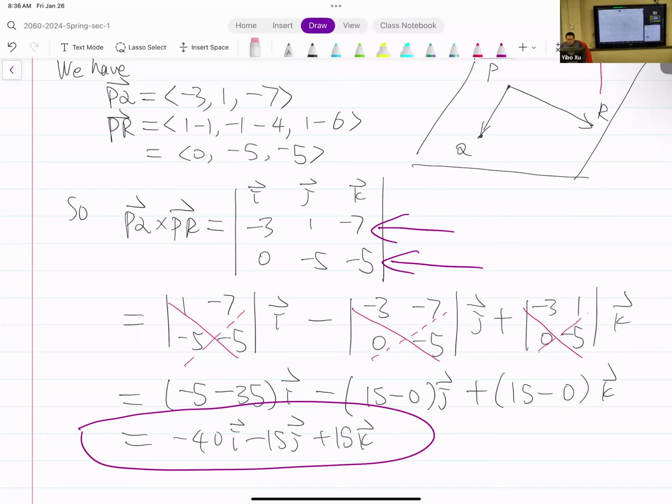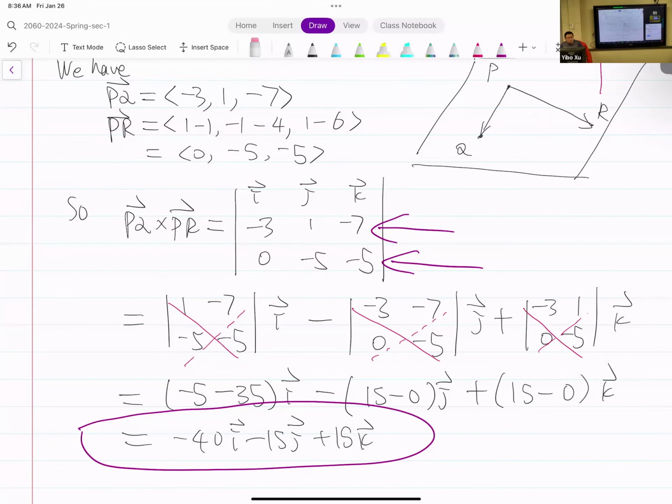Let me put it here, just in case. I hope that answers that question. So now back to the comment. The result that you have should be a vector that's perpendicular to both of the vectors that you started with. Okay.